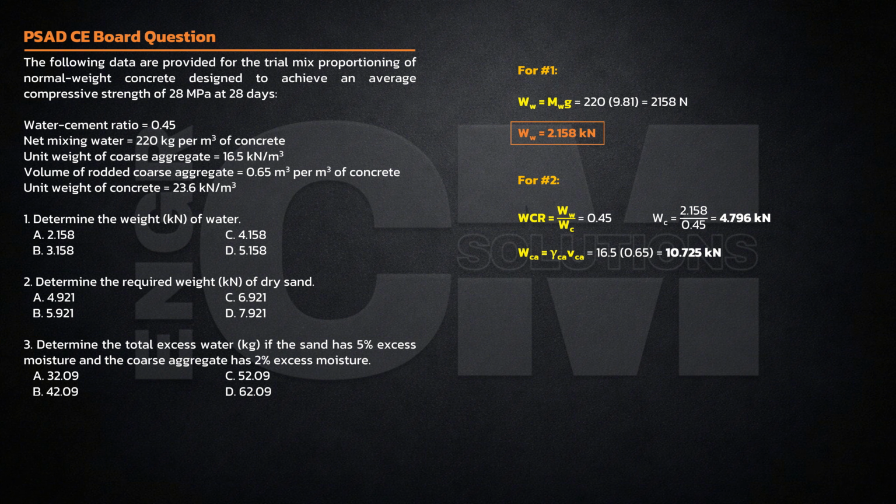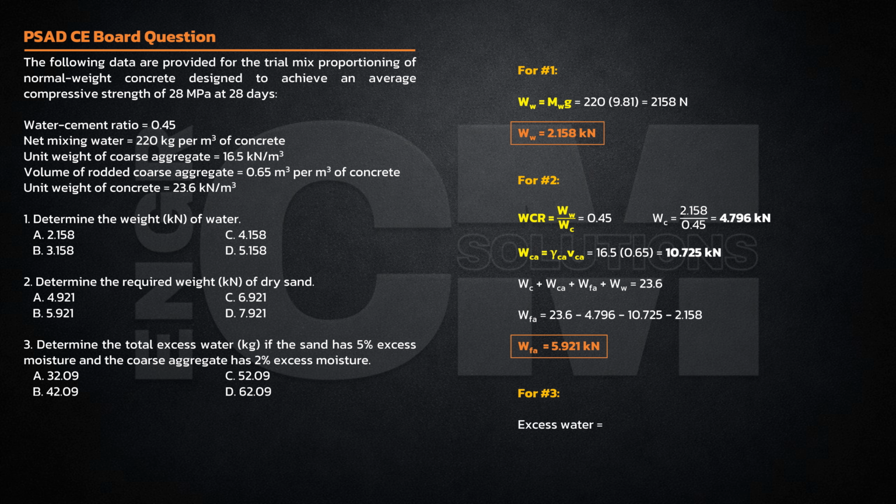So the sum of the weight of cement plus the weight of the coarse aggregate plus the weight of the fine aggregates, the sand, plus the weight of water must be equal to the weight of concrete per batch per cubic meter, 23.6. So, makukuha natin yan. That is simply equal to 23.6 minus the cement, minus the coarse aggregate, minus the water. So, you have 5.921 kilonewtons.